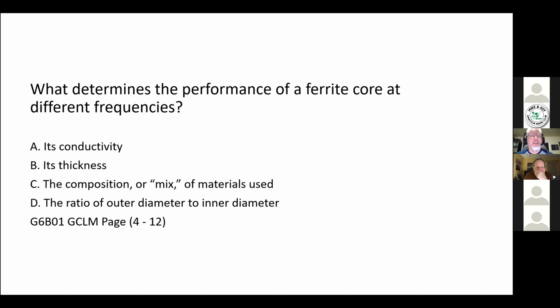What determines the performance of a ferrite core at different frequencies? A, its conductivity. B, its thickness. C, the composition or mix of materials used. Or D, the ratio of the outer diameter to the inner diameter. Charlie, the mix of the materials, is correct.